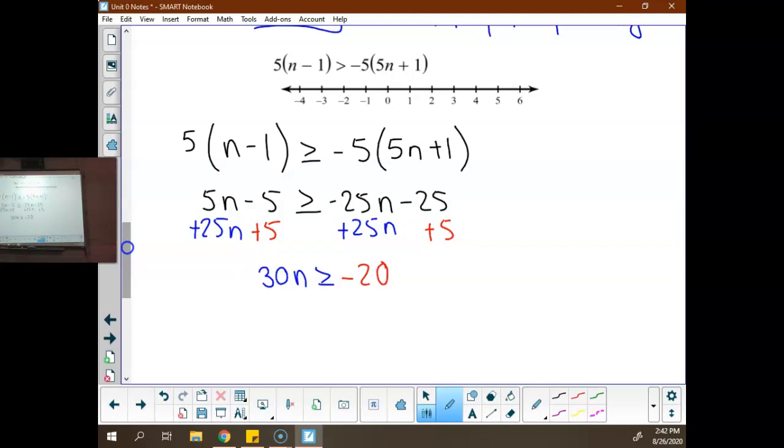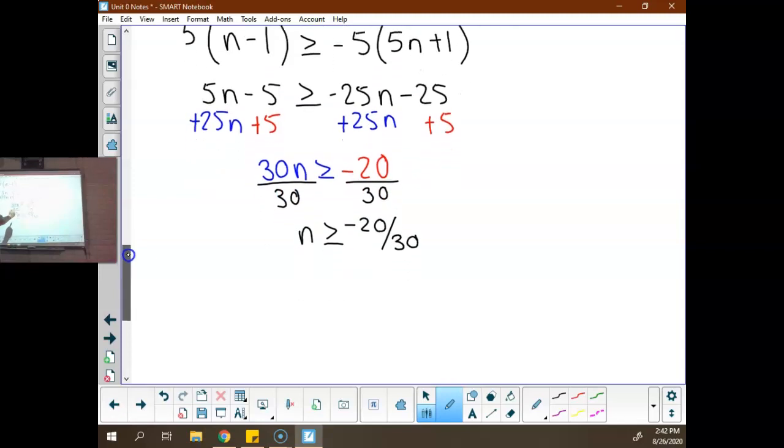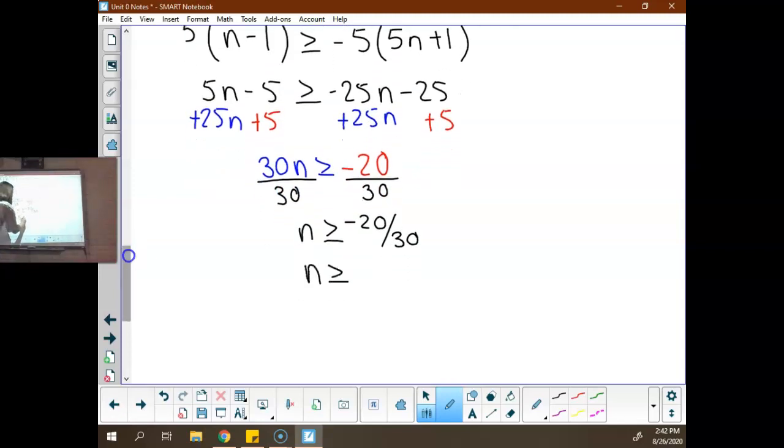All right, so this one, I kind of lied. It's going to be a little bit of a fraction. However, it's going to be a nice one, I promise. So I've got to divide both sides by 30. Remember, I'm not dividing by a negative. I'm dividing a negative by a positive, so I don't have to flip the inequality. So I have n is greater than or equal to negative 20 over 30. And this reduces to negative 2/3.